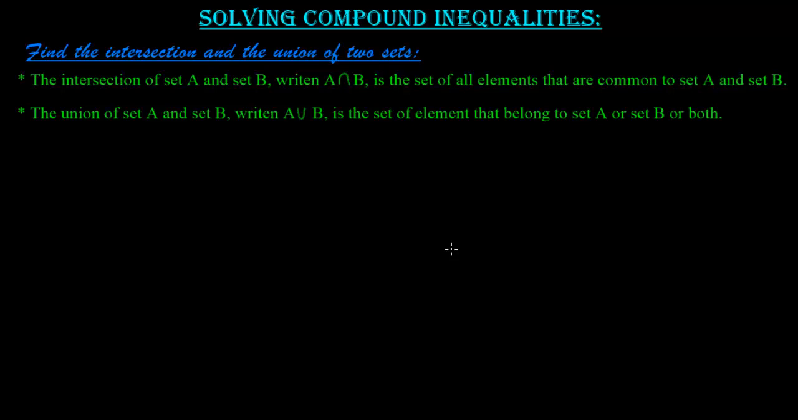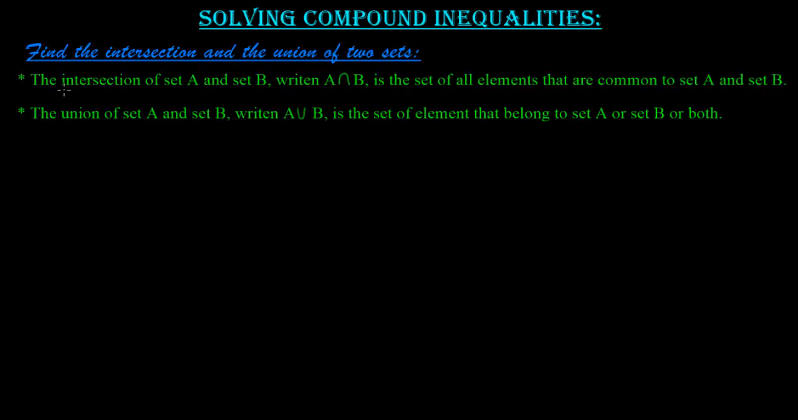Today we practice solving compound inequalities. First of all, let's go over how to find the intersection and the union of two sets. We have two definitions here. The intersection of set A and set B, written as A intersect B, is the set of all elements that are common to set A and set B.